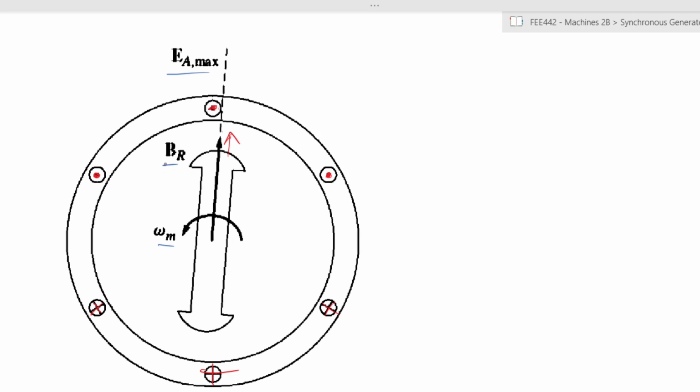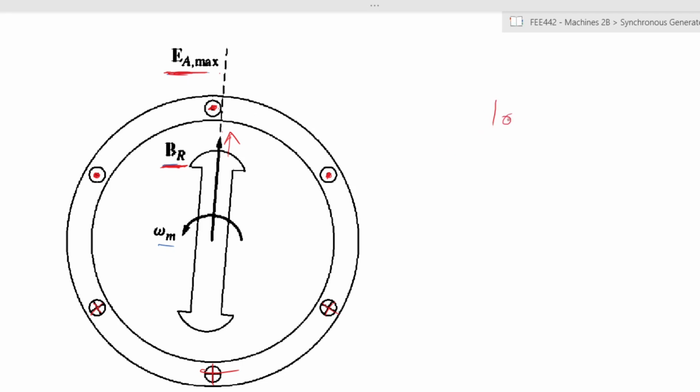So what you have now is a rotating magnetic field that is interacting with the stator. That field is given by BR. It is in this direction and it has a certain magnitude. Because of the action of this magnetic field, we have now created an internal generated voltage within these windings, and we call it EA, which has a peak of EA max. Those two, because of the interaction of the field with the stationary conductors, create your internal generated voltage.